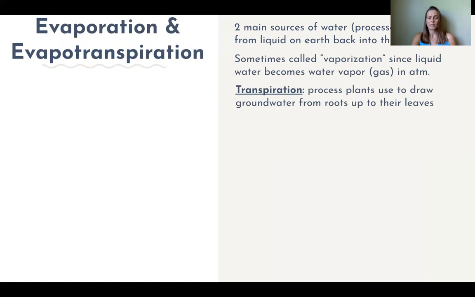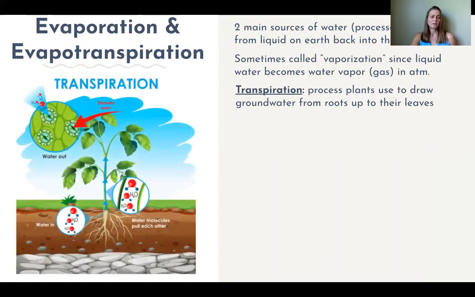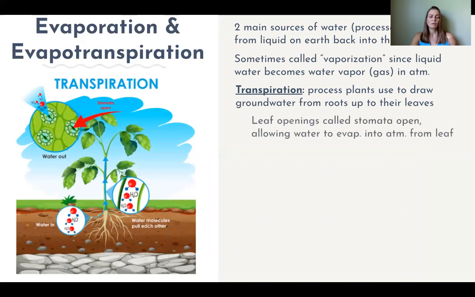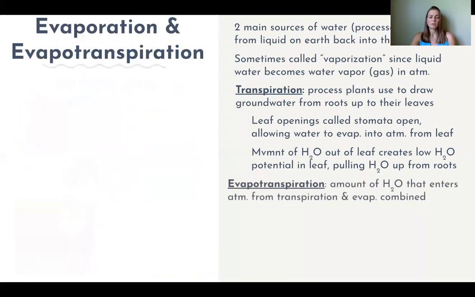We also have transpiration, which is the process that plants use to draw the groundwater from their roots up to their leaves. In transpiration, the leaves open the stomata, and that allows water to evaporate from the leaves into the atmosphere. That creates essentially a vacuum. That movement of water out of the leaf creates low water potential in the leaf, and through osmotic processes that pulls the water up from the roots.